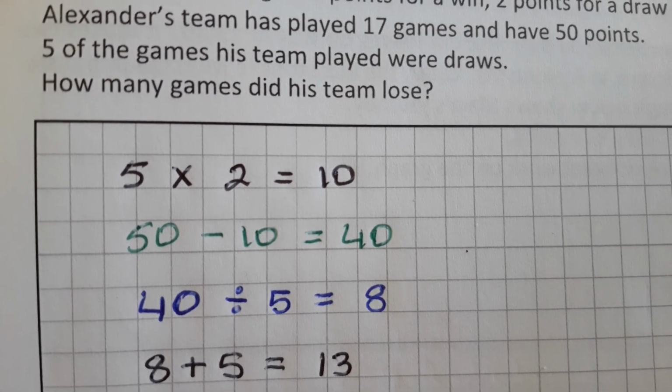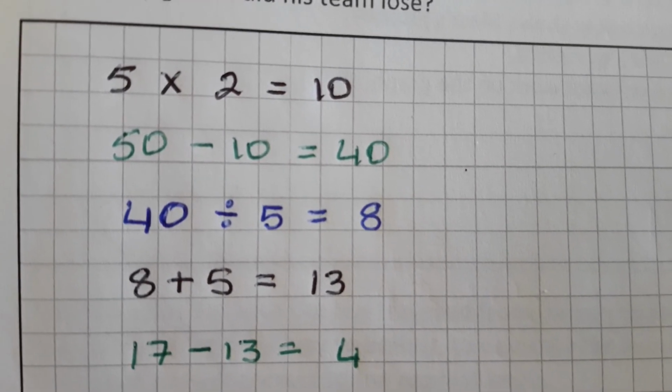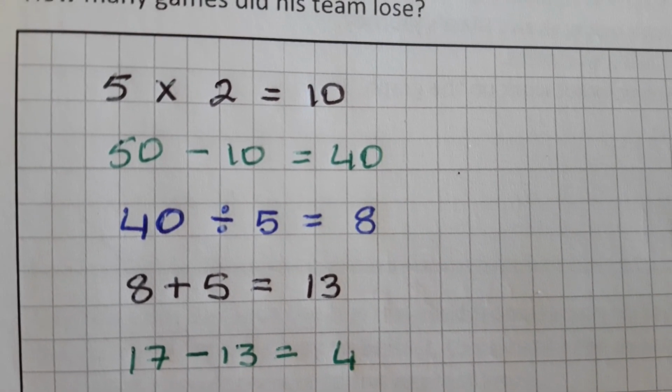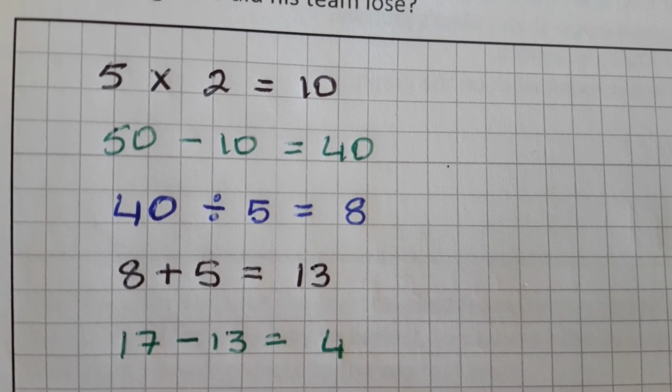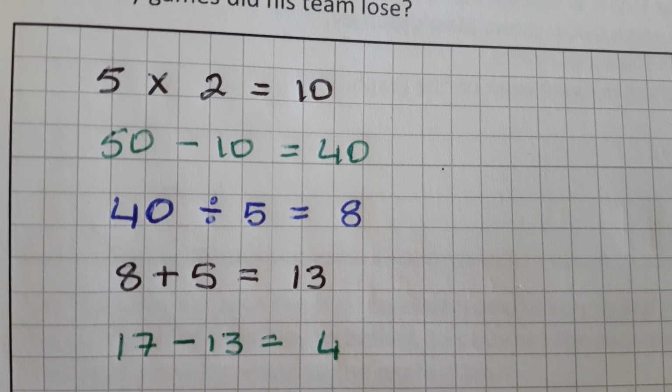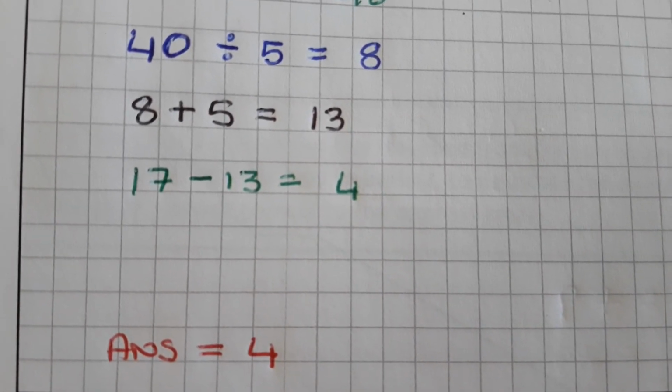And they played 17 games in total. So to find out how many they lost, take your 17 games, take away the 13 that generated points, and you're left with 4 games that they got 0 points from. So the answer is they lost 4 games.